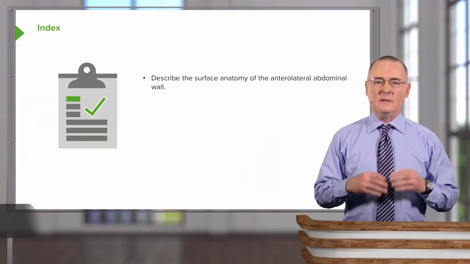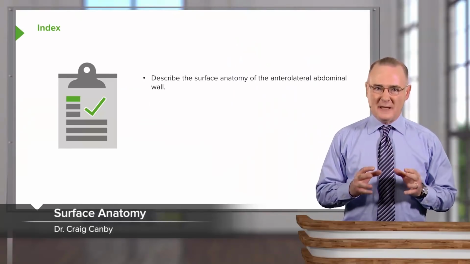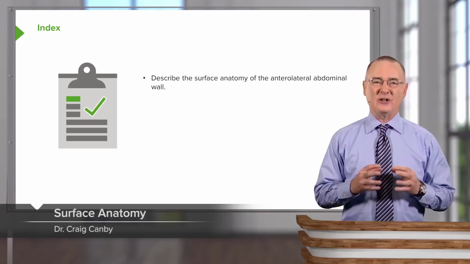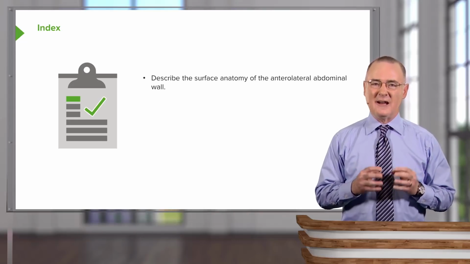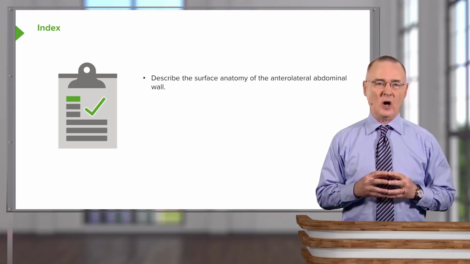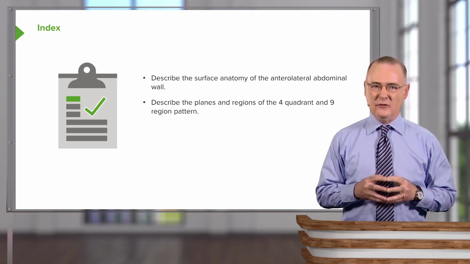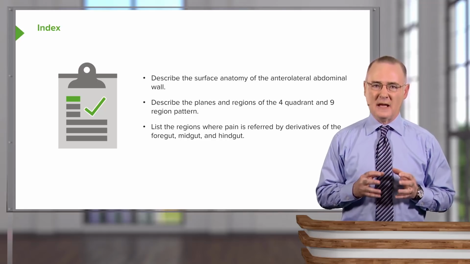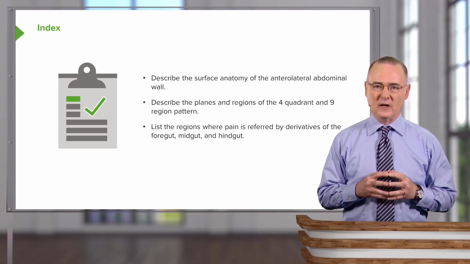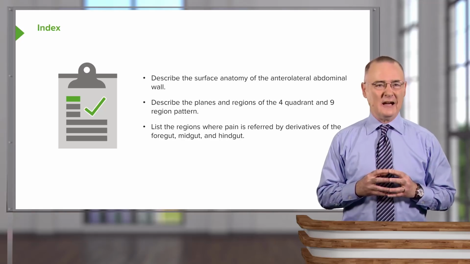This slide lists the objectives that you should be able to answer as a learner at the conclusion of this presentation. First, describe the surface anatomy of the anterolateral abdominal wall. Describe the planes and regions of the 4-quadrant and 9-region pattern. List the regions where pain is referred by derivatives of the foregut, midgut, and hindgut.